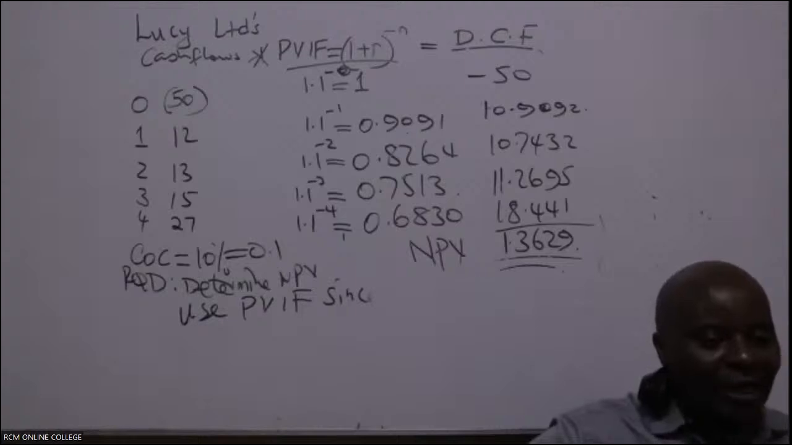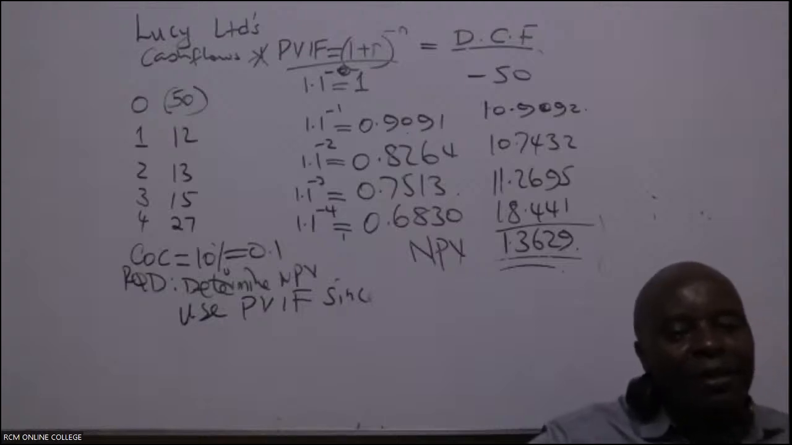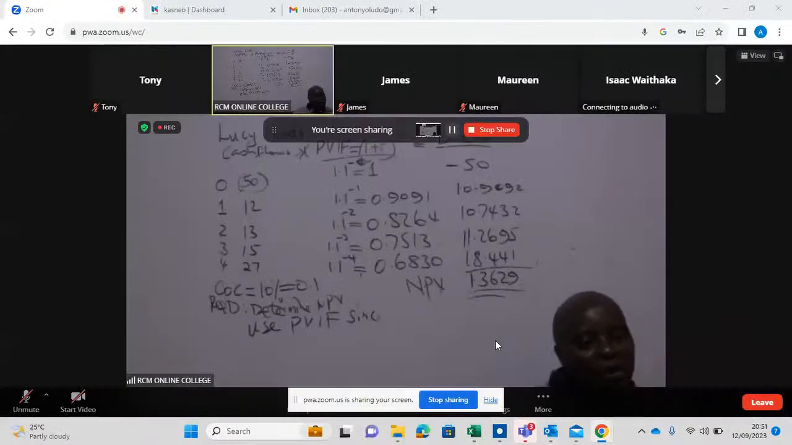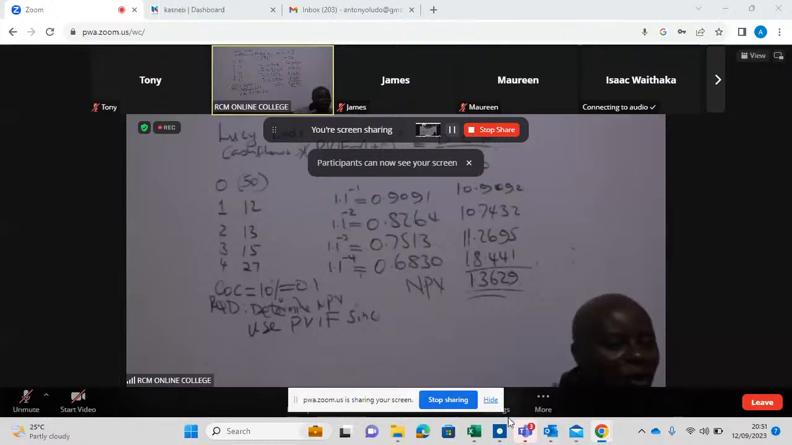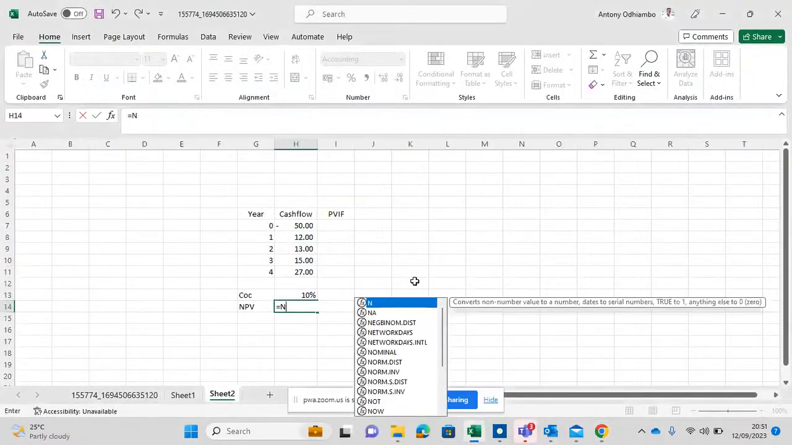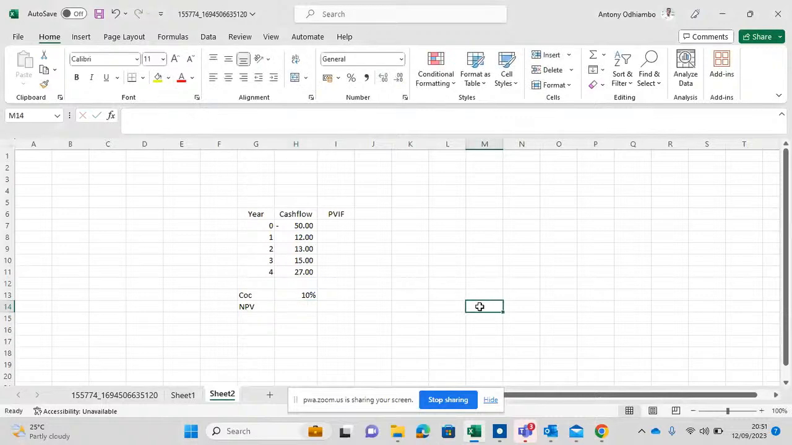Before he gets to know how to share the screen, is there anybody else, even if you, Tony? Thank you very much. So Tony, now share your Excel. One thing that I love about Tony's work, he has been able to copy. He has got year 0 to year 4. He has got cash flows so nicely, and then he has the cost of capital, which is 10%.